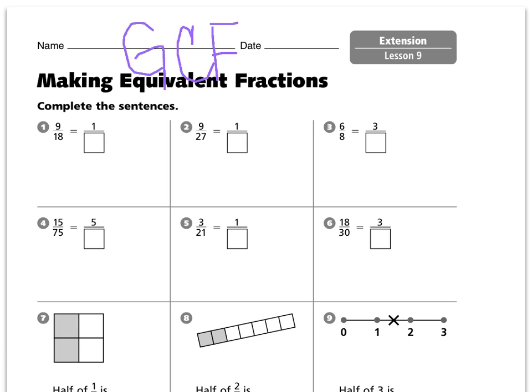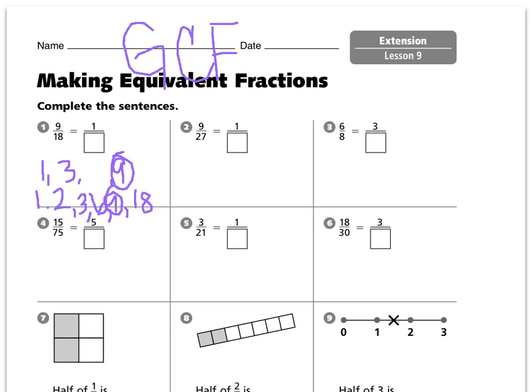Now looking at this, I want to think about 9 and 18. You can either write out the factors. So for 9 I would have 1 and 9, and 3 and 3 would be it. For 18 I have 1 and 18, 2 and 9, and then I have 3 and 6. The highest factor in this is going to be 9.